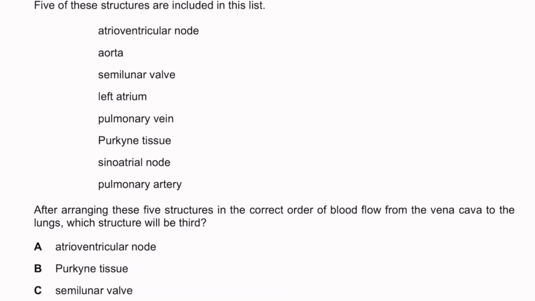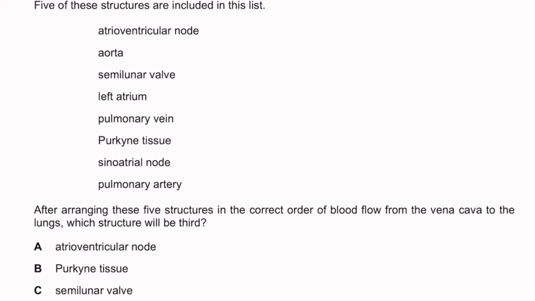Okay, so 31, blood entering the heart from the vena cava passes several structures before entering the lungs. 5 of these structures are listed. Arranging these 5 structures in correct order of blood flow from the vena cava to the lungs, which structure will be the third structure? So make sure to only list the structures that are part of the right side, and not something that is present in the left side of the heart, because the vena cava delivers blood to the right side of the heart, however the pulmonary vein delivers the blood to the left side of the heart.